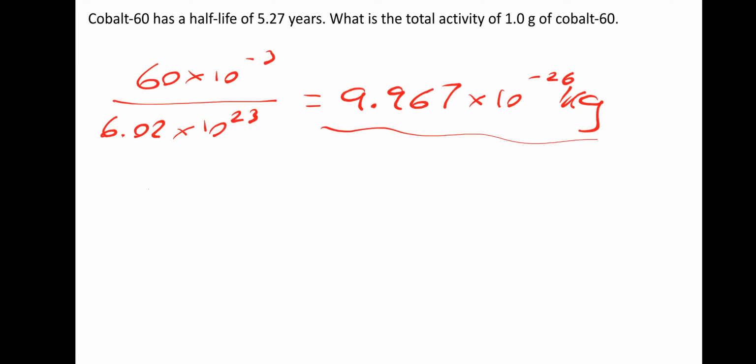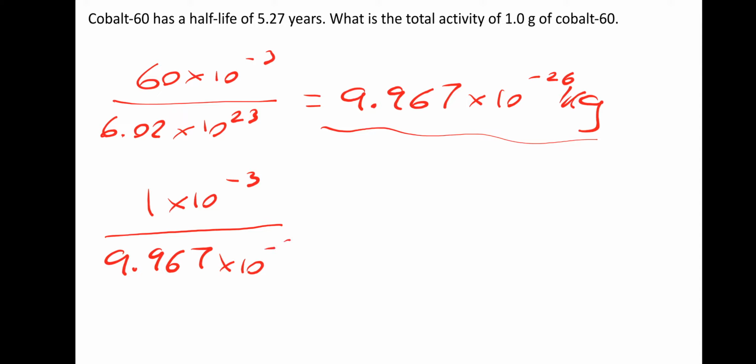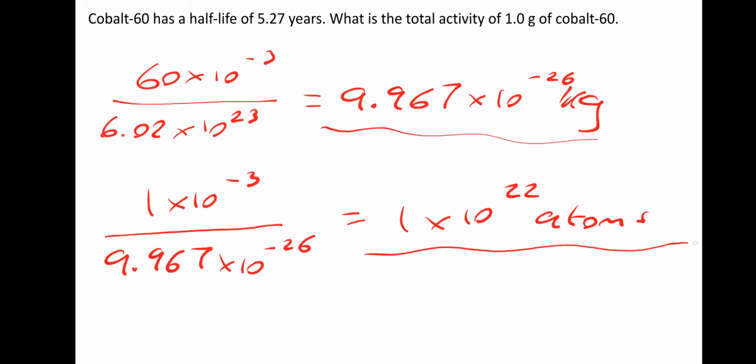Then we've got a gram, so we need to do 1 gram divided by the mass of a single atom. So 9.967 times 10 to the minus 26. And that'll give us the number of atoms, which is 1 times 10 to the power of 22. Hopefully that's okay.